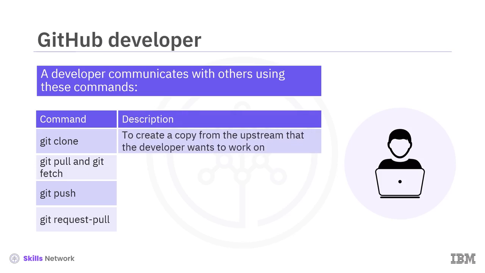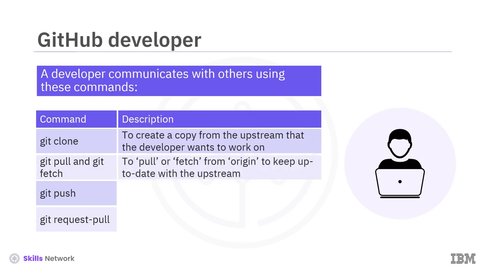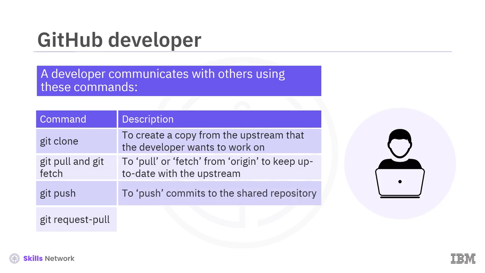Git clone is used to create a copy from upstream, a remote shared repository that the developer wants to work on. Git pull and Git fetch are used to pull or fetch the repository from origin to keep up to date with the upstream. Git push is used to push commits to the shared repository if you adopt a concurrent versioning system for the repository workflow. And Git request-pull creates a summary of changes for your upstream to pull.